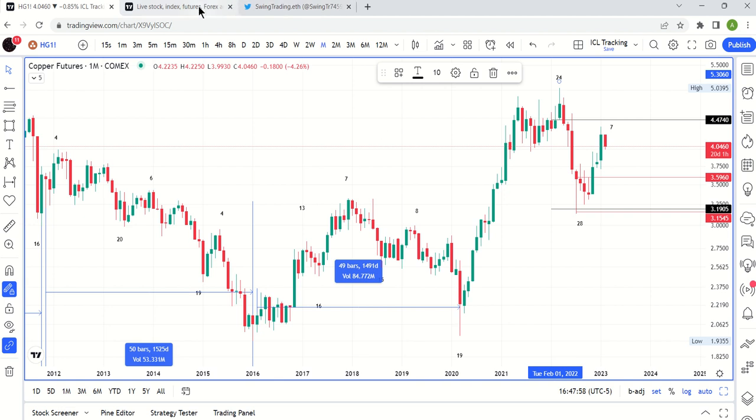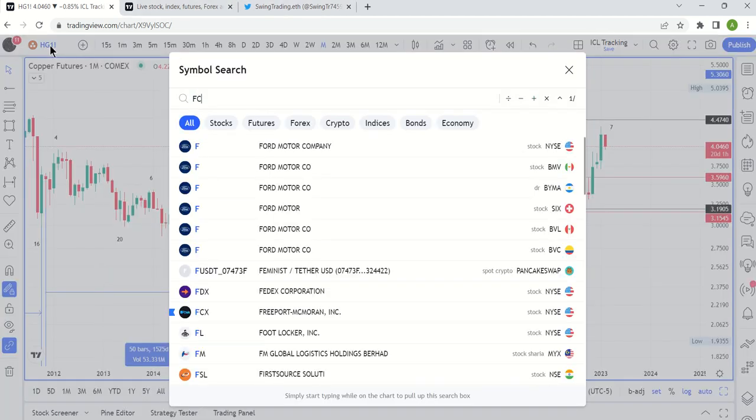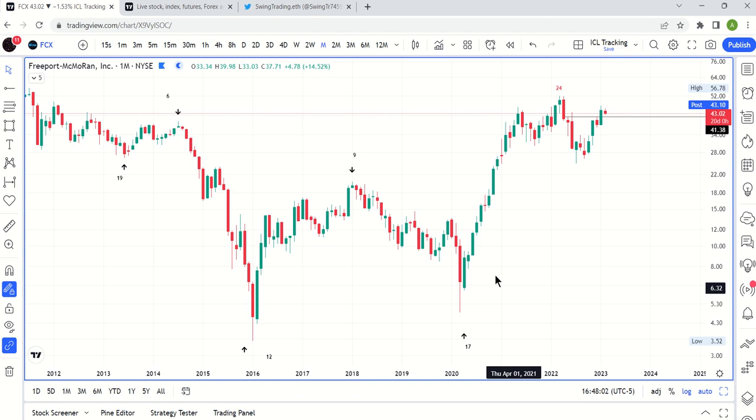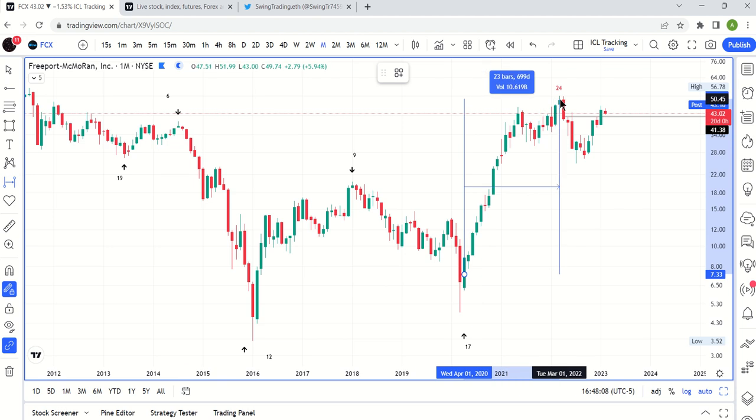But this rally low started from March 2020, whereas, let's see, did FCX make a lower low? That doesn't make sense. Wait a second. I think I might have that mislabeled. That's 2020. That's March.